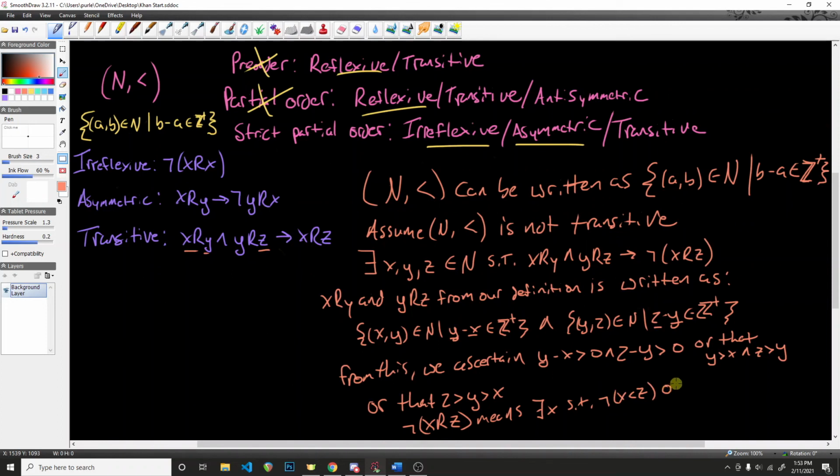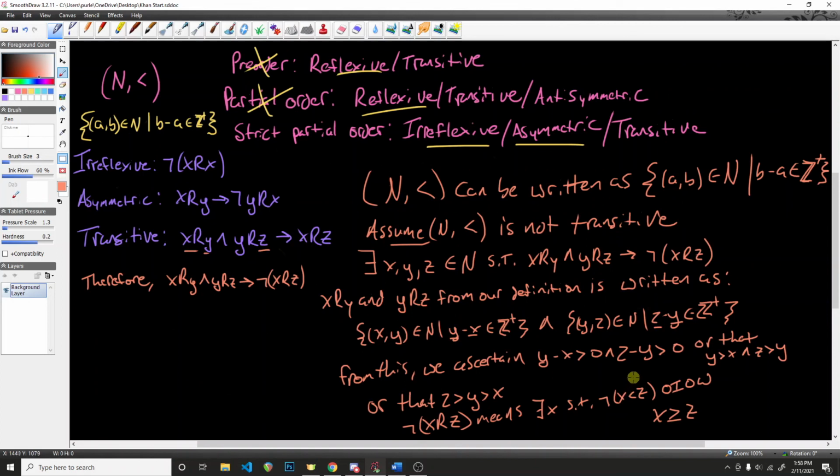or in other words, I'm going to write O-I-O-W, meaning or in other words. It's not at all formal. I'm just running out of room here, sorry. If we have not x is less than z, what that means is that x is greater than or equal to z. So x is greater than or equal to z.